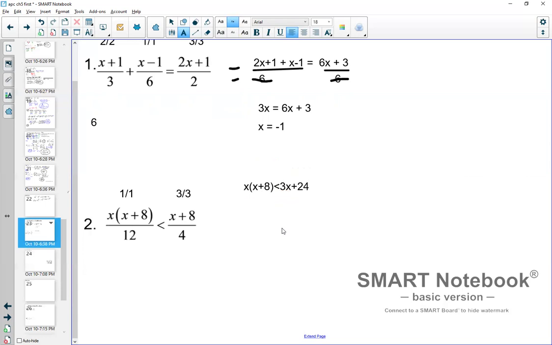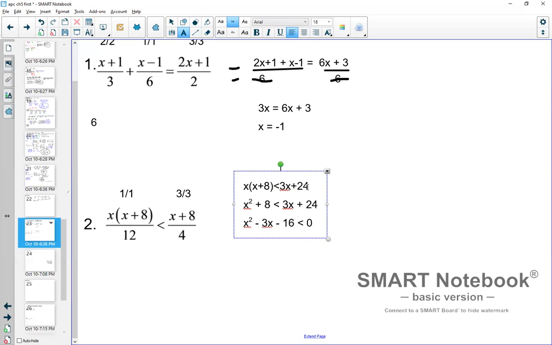When we do an inequality, we want to set it so one side is 0. So I'm going to distribute the right side. I got x squared plus 8 less than 3x plus 24. And usually I want the value in front of my x squared, the a value, to be on its own for an easier time, so I'm going to move everything from the right side to the left side. Then I get x squared minus 3x minus 16, which is still less than 0.